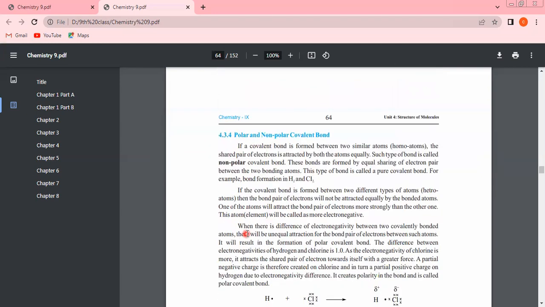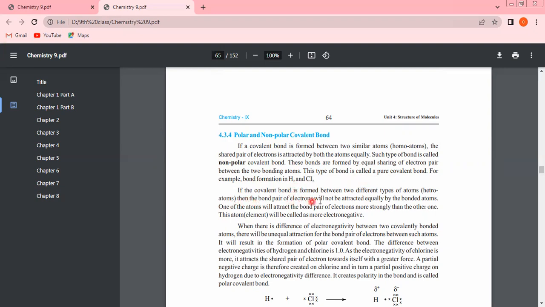Polar and non-polar covalent bond. If a covalent bond is formed between two similar atoms, homoatoms, the shared pair of electrons is attracted by both the atoms equally. Such type of bond is called a non-polar covalent bond. These bonds are formed by equal sharing of the electron pair between the two bonded atoms. This type of bond is called a pure covalent bond. For example, bond formation in hydrogen (H2) and chlorine (Cl2).